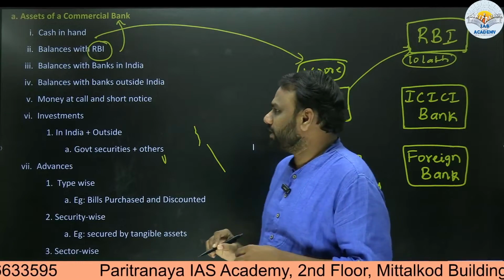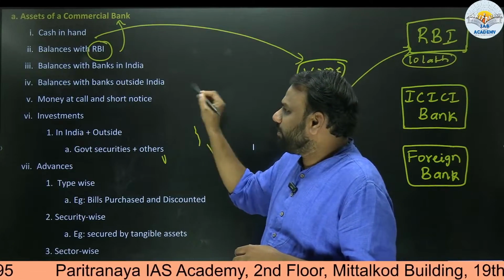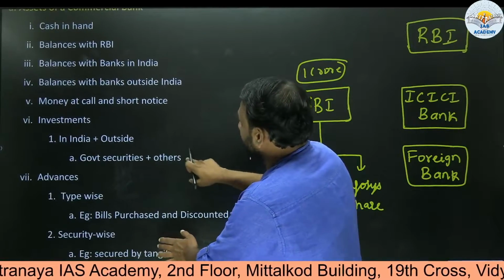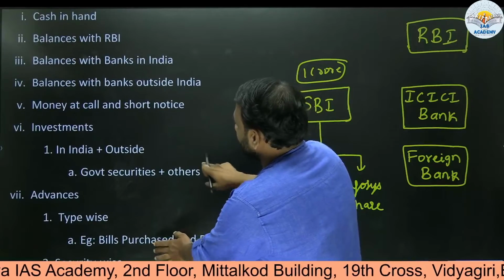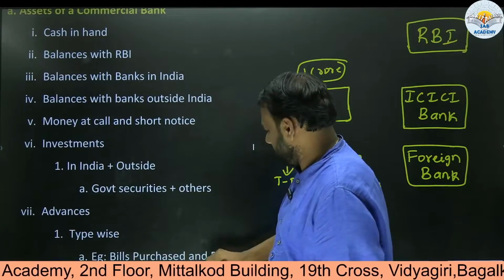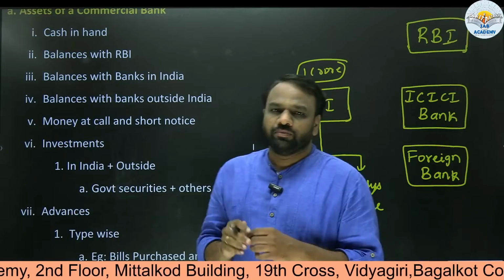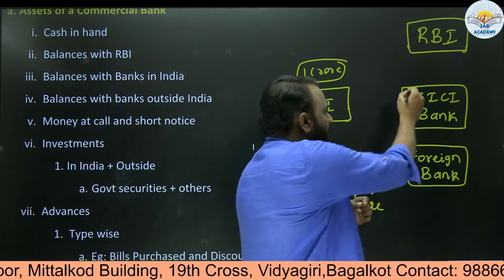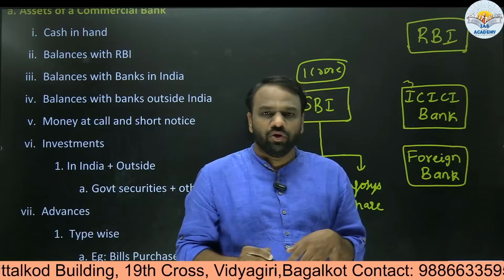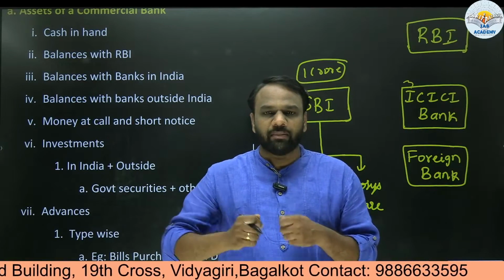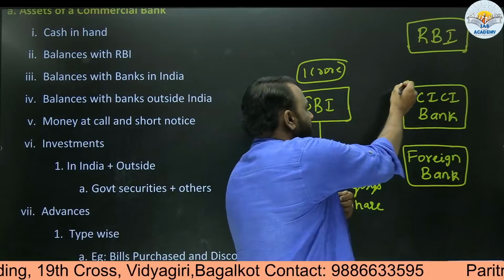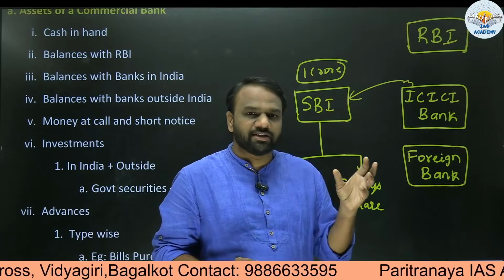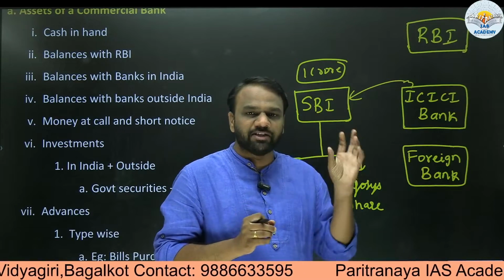Asset of a commercial bank. Next, balances with banks in India. Now, let us consider this scenario. A person of ICICI Bank holds an ICICI Bank's ATM card, but he comes and withdraws the money from SBI's ATM. So it means an ICICI customer has withdrawn the money from SBI's ATM.